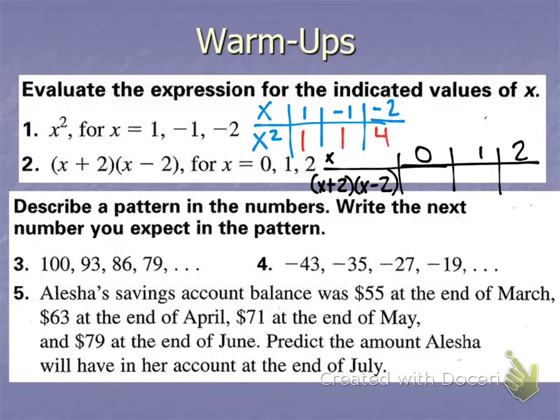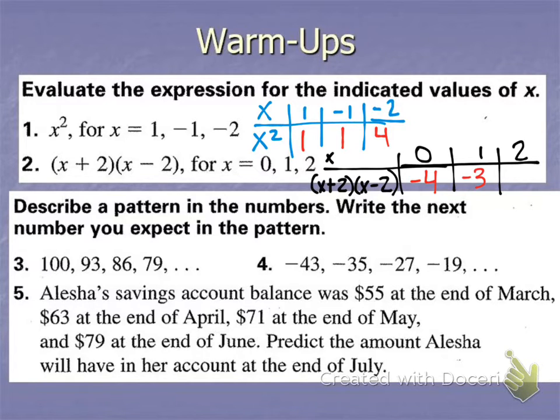Okay, so this is going to take a little more mental math than the last one. We plug in 0 for both x's. So 0 plus 2 is 2. 0 minus 2 is -2, and I have to multiply those two numbers together. So 2 times -2 is -4. All right, we're going to plug in 1 for both of our x's. 1 plus 2 is 3. 1 minus 2, -1. 3 times -1 is -3.